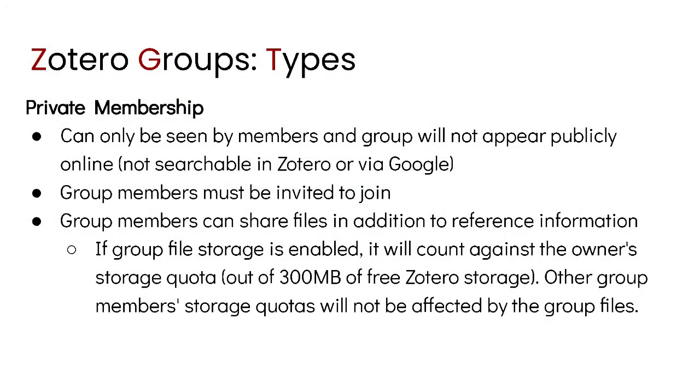And then finally, private groups. These can only be seen by members of the group. They will not appear publicly anywhere online. They're not searchable in Zotero. They're not searchable via Google. Group members must be invited to join. So you sort of have to know the group exists in order to be invited to join it. And the same thing applies with the sharing of files.